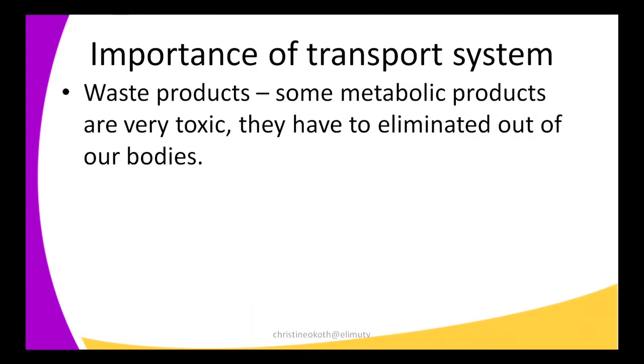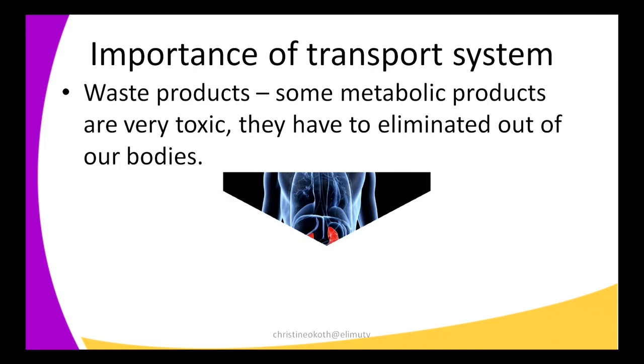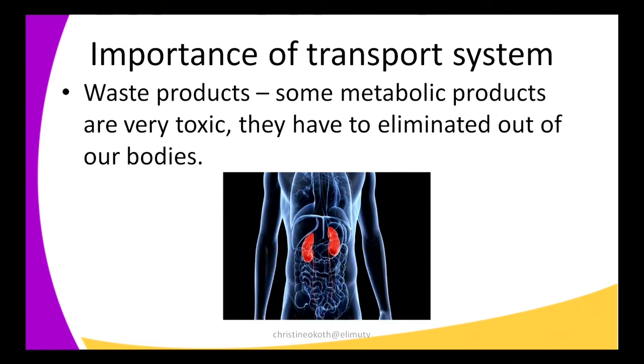Another importance of the transport system is the waste product. Some metabolic products are very toxic, so they have to be eliminated out of the body. So the transport system is useful for eliminating these waste products which are not needed by the body. For example, in human beings, the urea and the uric acid need to be eliminated from the body because too much of it is very toxic to the organism.